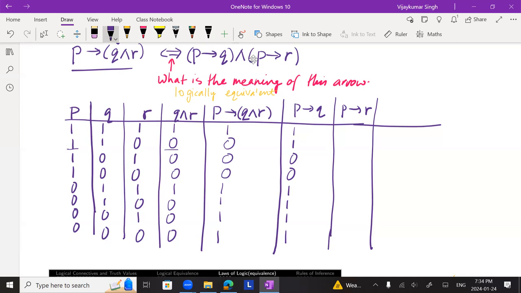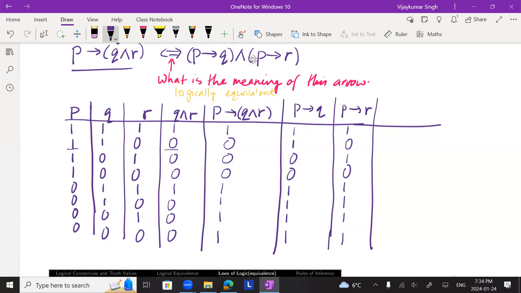Now P implies R. So 1 implies 0 is 0. Then 1 implies 1 is 1. 1 implies 0 is 0. 1 implies 1 is 1. 1 implies 0 is 0. Then all of the rest of them are 1. So 1, 1, 1.